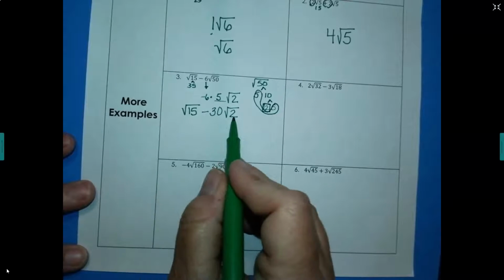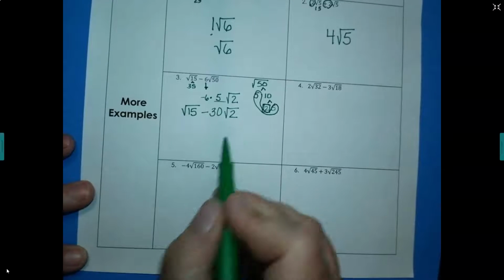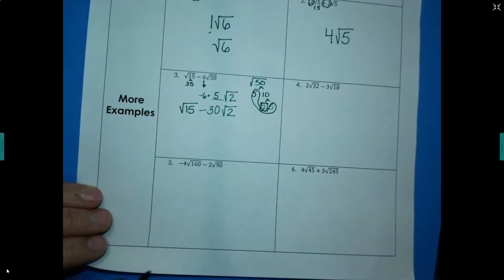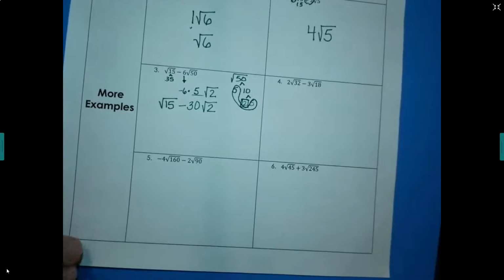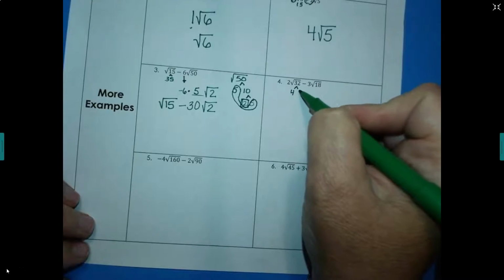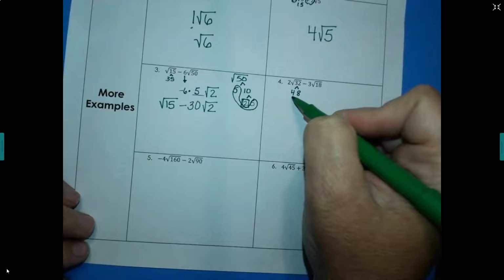These radicands are not the same. So we're actually done right here. That is our answer. That's as simple as this is going to get. And by simple, I don't mean easy. I mean it won't break down any further. All right, let's try number 4. 32. Oh, I'm sure that can break down. So we got 4 times 8 is 32. 4 can break down again. 2 times 2.